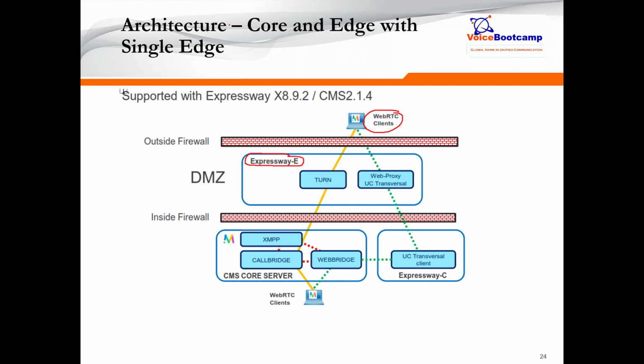Now, this is an architecture called core and edge with a single edge solution. In your Expressway-E, you have a web proxy traversal for the web proxy to work, if a customer wants to use WebRTC. And then you have a TURN server, which is basically called NAT traversal. We'll talk about that later. That allows you to connect to the internal core servers as well. And then, of course, you have your internal client there behind the firewall.